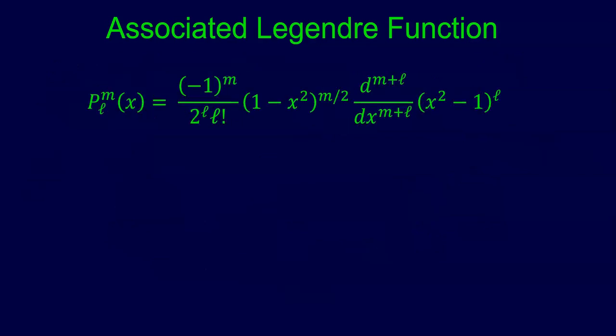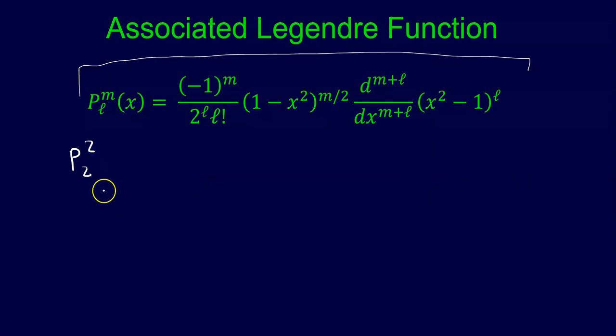So if I put these two definitions together, here is our definition for the associated Legendre function. If you're like me, this looks really scary at first. And so let's try to go through and unpack this a little bit and try to understand it, hopefully, a little bit better. Let's look at an example. Let's take the associated Legendre function with L equals 2 and M equals 2 of some function x here.